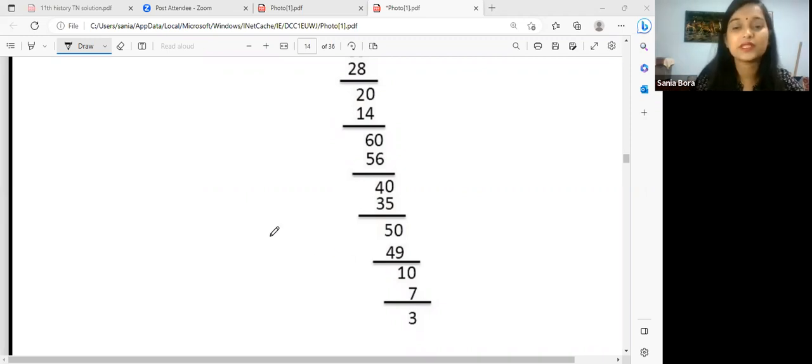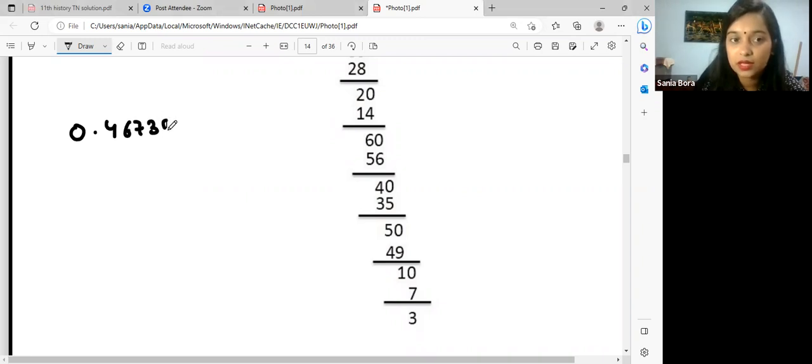For example, as I told you, Ayan, you need to put a bar when a number is repeating. For example, 0.467388888. Now tell me, how will you write this? We put bar over 8. Yes. So instead of writing 888, you will just simply put a bar.